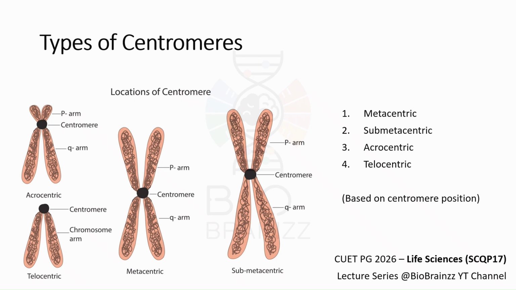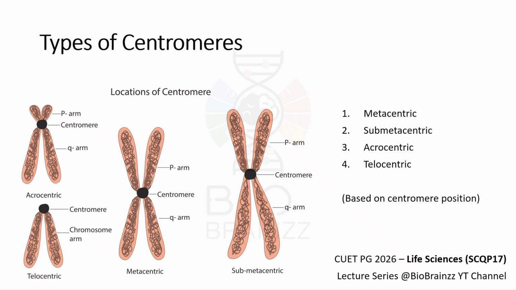Now let us classify centromeres based on their position on the chromosome. Depending upon where the centromere is located, chromosomes are grouped into four main types. First is metacentric type. Here, the centromere is located almost in the middle. So, both chromosome arms, the P arm and Q arm, are nearly equal in length.